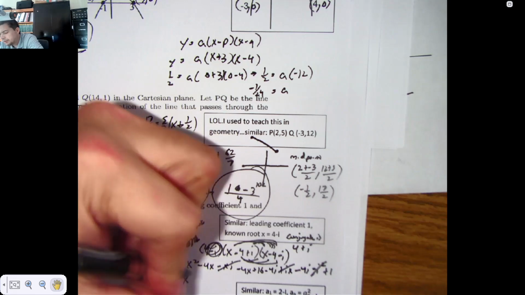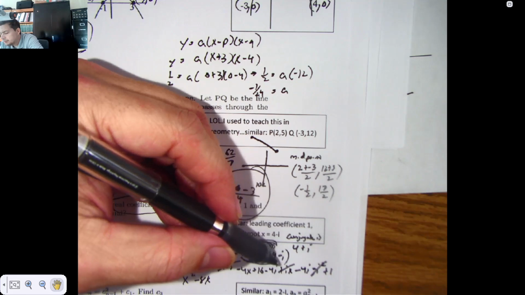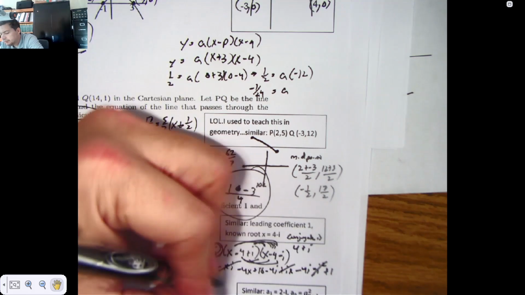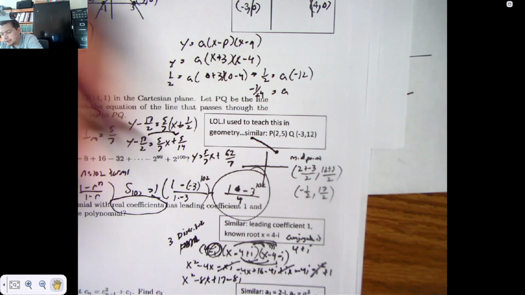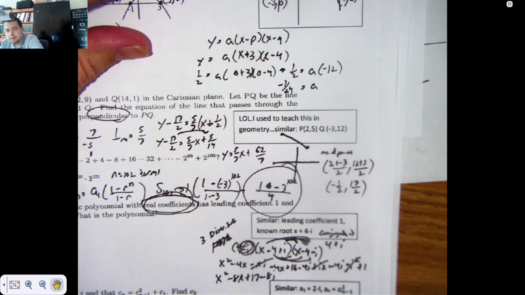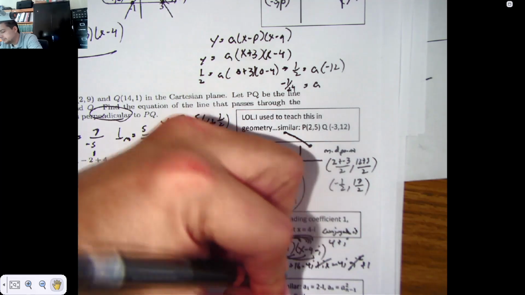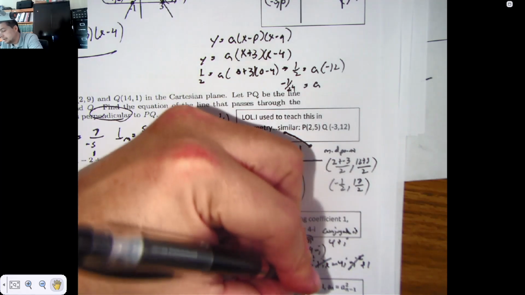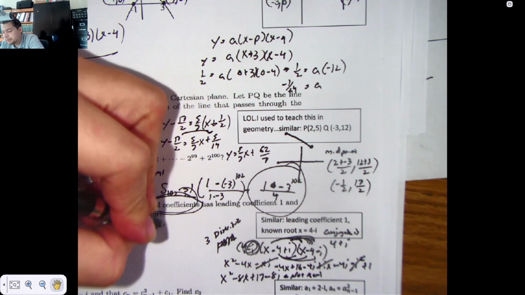So I end up with x squared minus 8x plus 17. Looks like minus 8i. That's what bothers me. Real coefficients. That's not real. I would say that given the constraints of the problem, there's not enough information. That's what I would say.